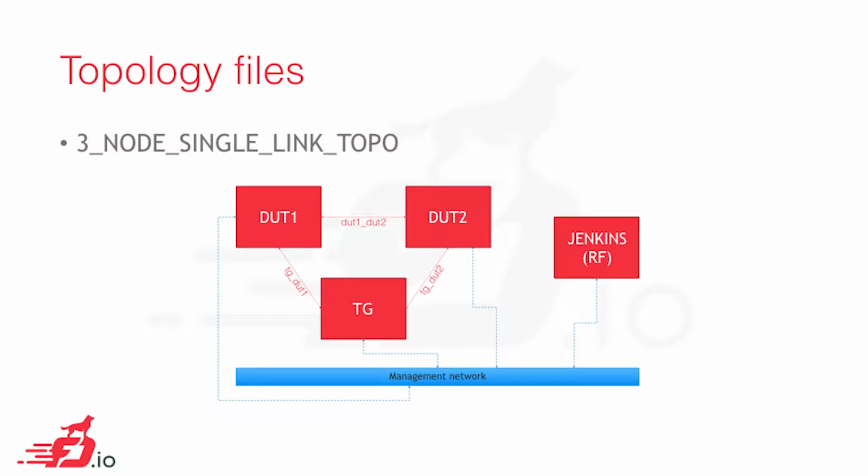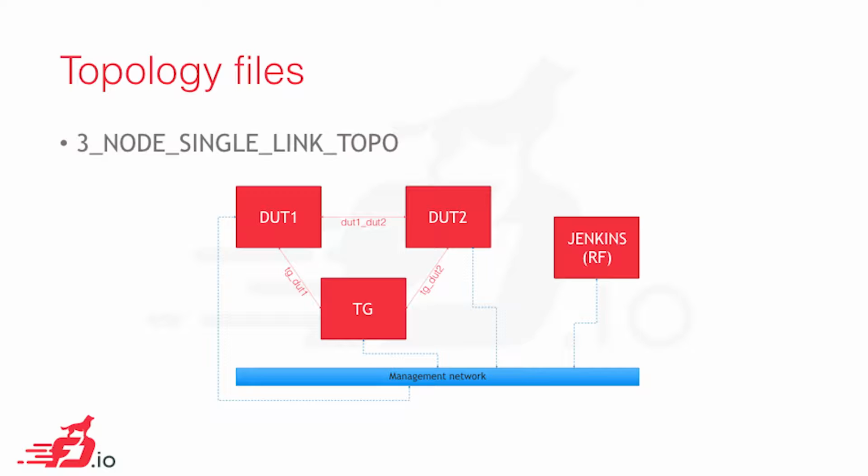The test suite, to be able to configure the environment, needs to know what the topology looks like. In the LF infrastructure, we are using mostly the 3-node topology with 2 DUTs and 1 traffic generator. And the topology file describes what the topology looks like. So I took as example a 3-node topology with a single link between the nodes. I hope there is an example from the repository.